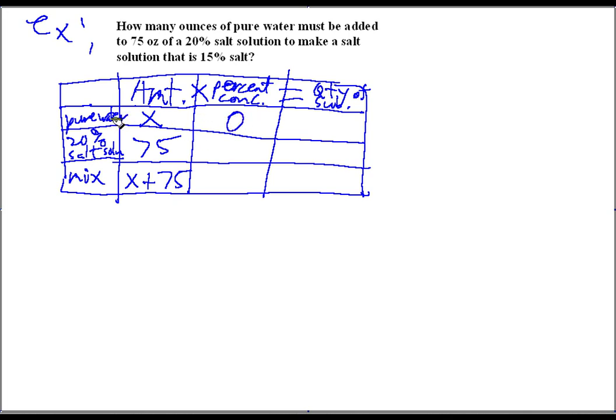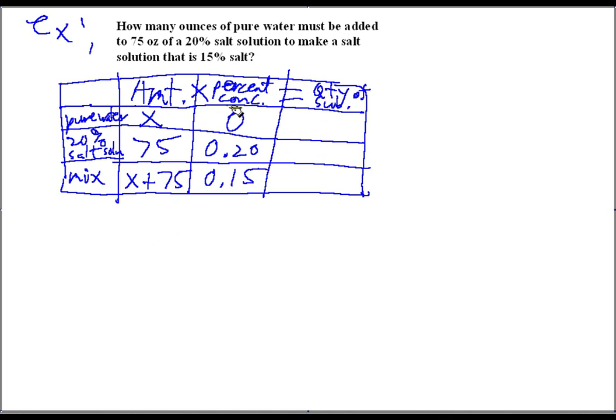Again, pure water has no salt in it, so the percent concentration of salt, we're talking about the percent concentration of what? Of salt here, all right? And there's no salt in pure water theoretically. 20% salt solution, well, 0.2, or 0.20 if you will. The mixture, well, it says to make a salt solution, that is what? 15% salt. So I'm diluting it from 20% down to 15%. It's 0.15, all right? Again, the last column is just what?